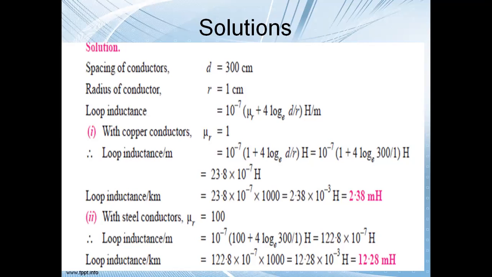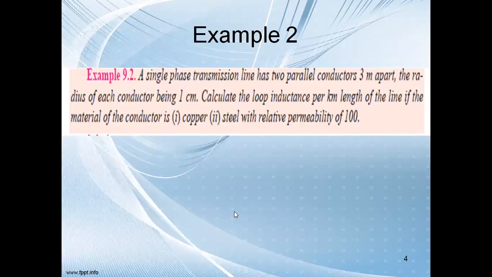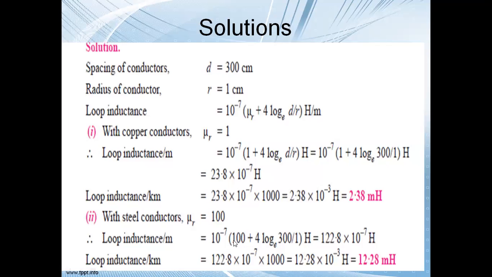Yes, sir. It should be log base e. Then for the steel conductors, mu r is equal to 100. So again, the same calculation: we substitute mu r equal to 100 and do the same calculation. The loop inductance is calculated as 12.28 millihenry.